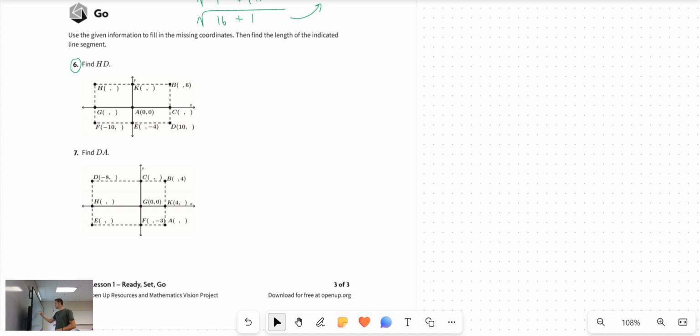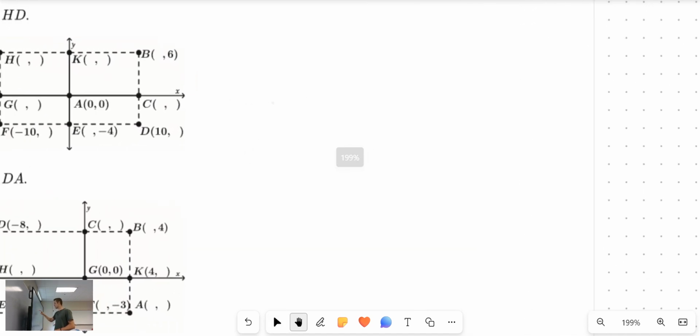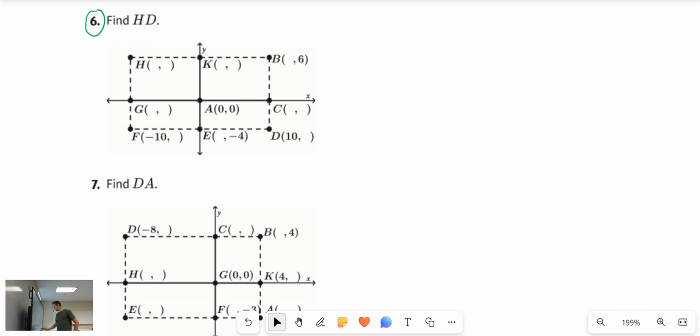All right, so first we're filling in coordinates. We're going to do all the coordinate stuff in green, and then we'll switch. So, missing coordinates. This whole line is going to be x equals 0. If it's on the y-axis, we know that is x equals 0. So I can fill in my x here. Point K has an x of 0, and point E has an x of 0. And we know that A, the origin, is already (0, 0).